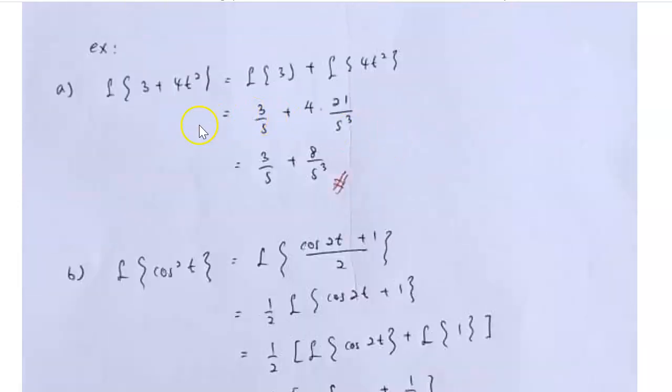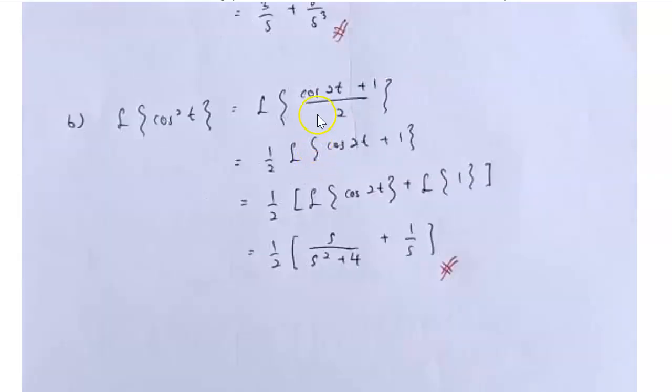Alright, so example, Laplace of 3 plus 4t squared. So we split it: Laplace of 3 plus Laplace of 4t squared. So 3 is 3 over s, and 4t squared is 4 times 2 factorial over s to the power of 3.